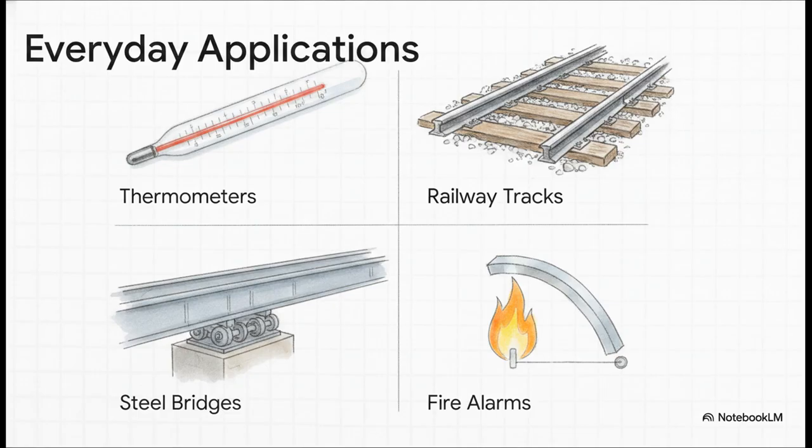Massive steel bridges, they're built with rollers and gaps at one end so the bridge actually has room to physically grow on a hot day. Even fire alarms use bimetallic strips, like iron and copper, that expand at different rates when exposed to heat, bending to complete a circuit and trigger the alarm.